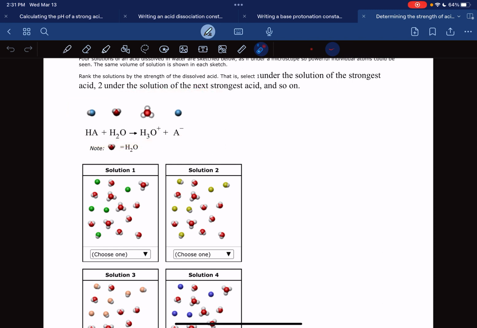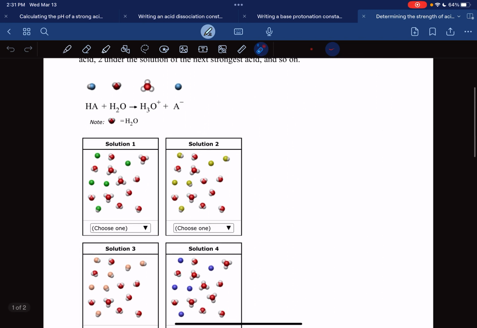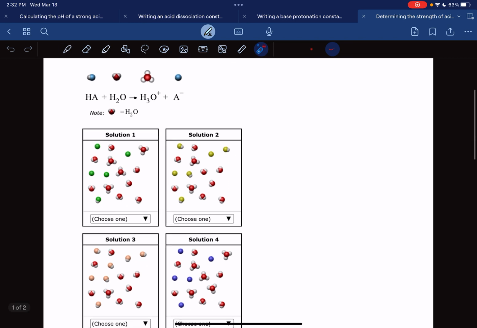So we know that anytime we throw an acid into water, it's going to break apart into H3O plus and A minus. The more H3O pluses and A minuses that are in the water, the stronger the acid is. So what we're looking for in all four of these is which ones have the most H3O pluses and A minuses and the least amount of HAs. The waters are just in there for cover. So we can actually just count them and see what our numbers are like.